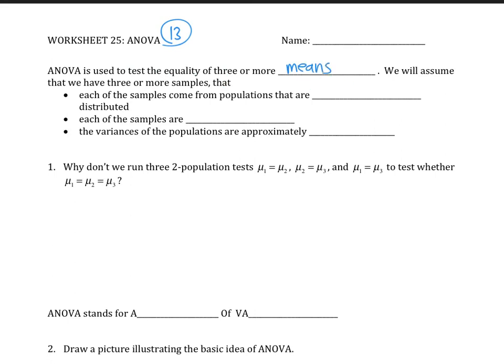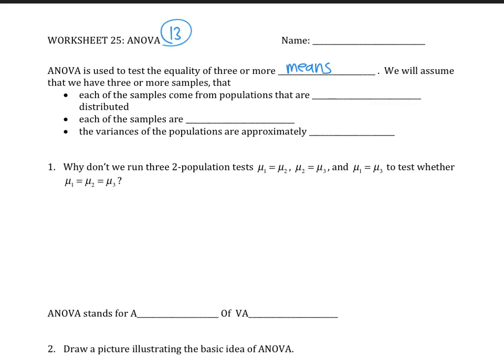So before, we tested for one population mean, then we also tested for two population means, where we're comparing if one is higher or they're equal. Now we try to compare three or more population means.